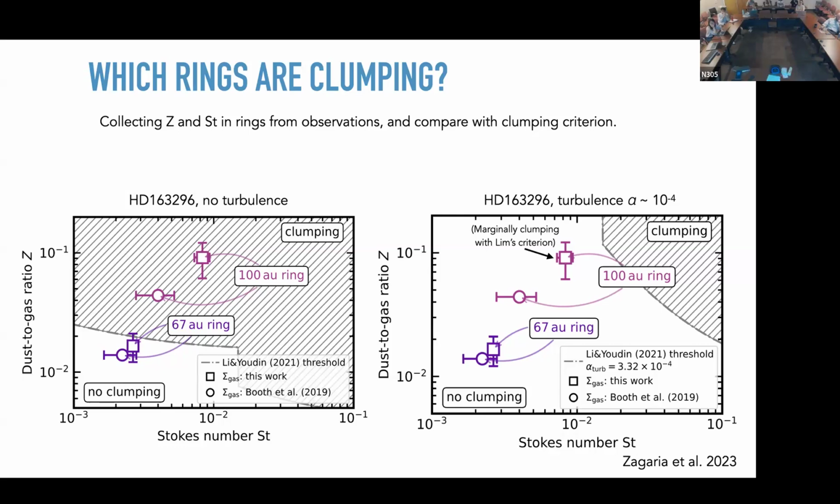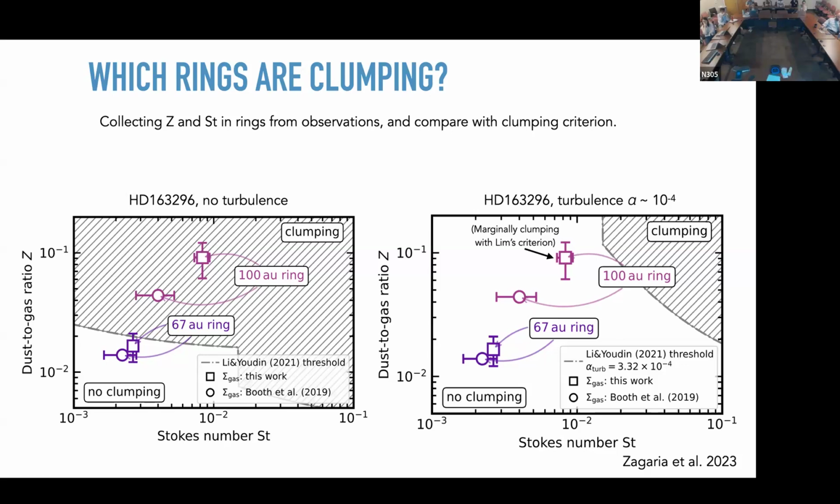So they try to do this one case. There are two rings in this case. They can measure the dust surface density from ALMA, and they can also measure and model the gas surface density. And so they can get the metallicity in the ring. And because of the gas surface density modeling, they can also get a Stokes number. So they can put the two rings in this clumping criterion map.